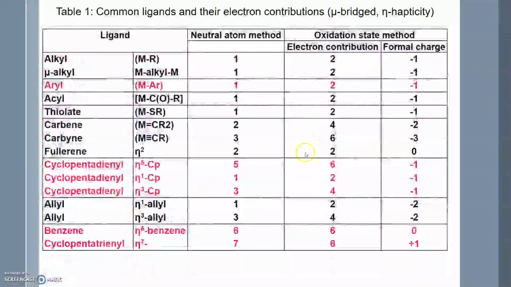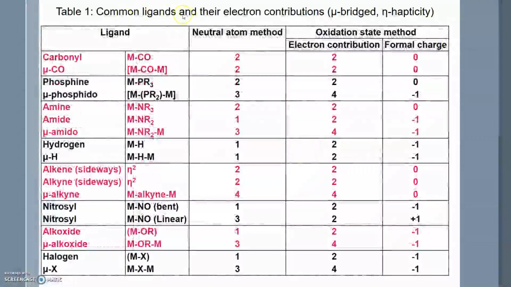Let us now try to understand some of the common ligands and their electron contributions. Now, I will tell you how to understand this table first. The common ligands are given here. The mode of binding is given here. Then the electron contribution through the neutral atom method is given here. And the electron contribution through the oxidation state method is given in the last two columns.